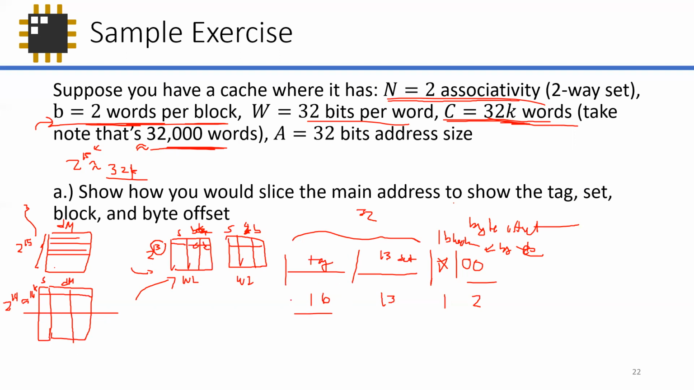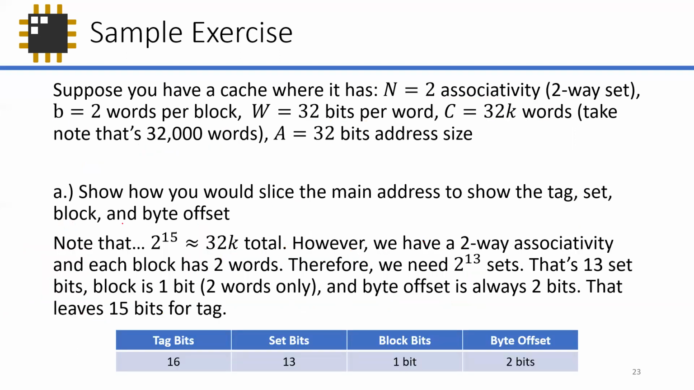So this is what it looks like, right? That was the solution. I just put it in words here: 16-bit tag bits, 13-bit set bits, 1-bit block bits, and 2 bits byte offset. That's what it looks like. That's how you will slice your main memory address.